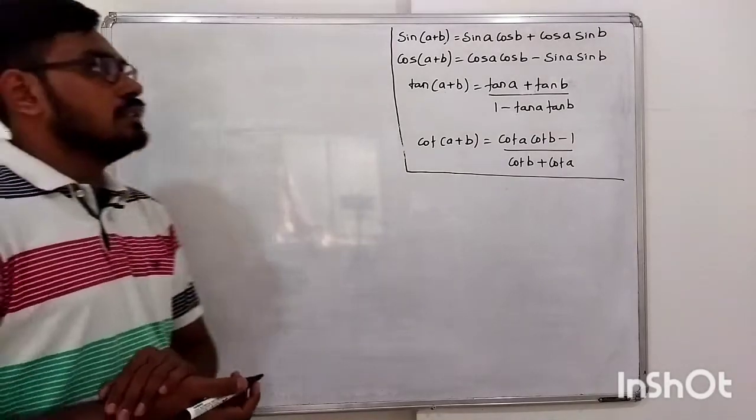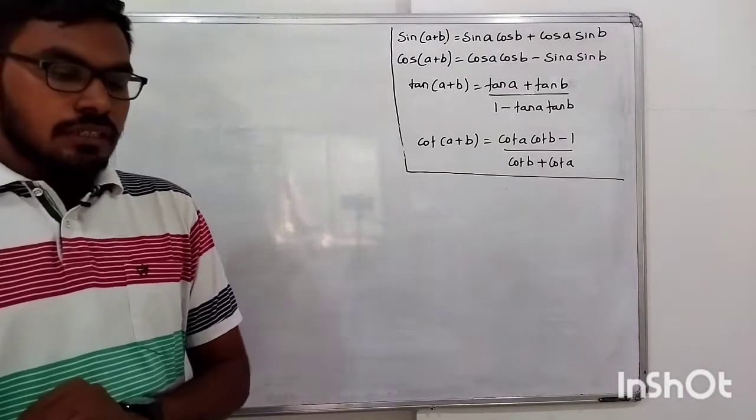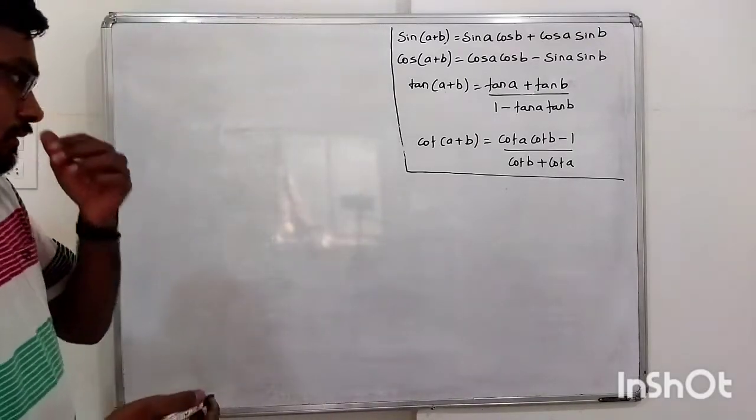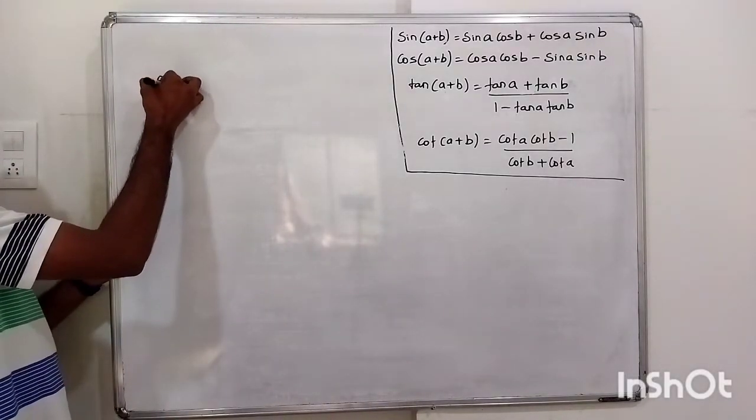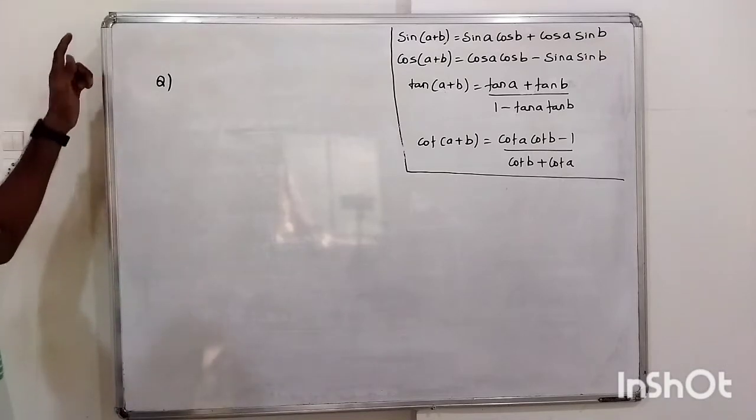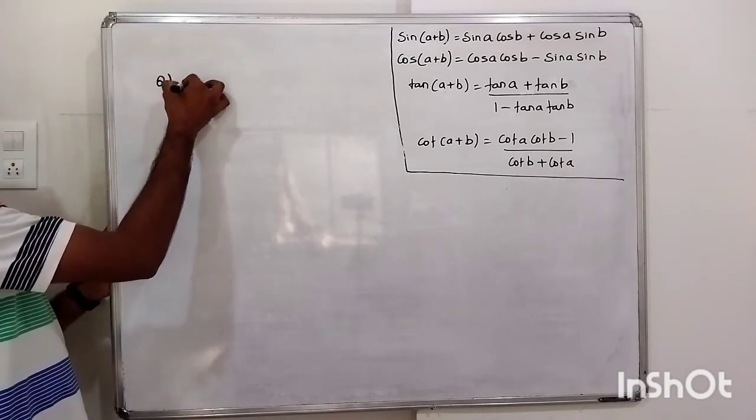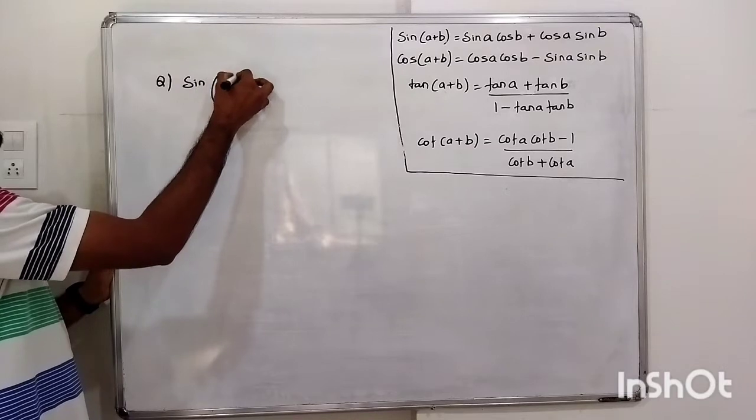Okay, so next, second type of problems. You can write the question. So this is the second type, that was the first type. So sine pi by 2 minus x.